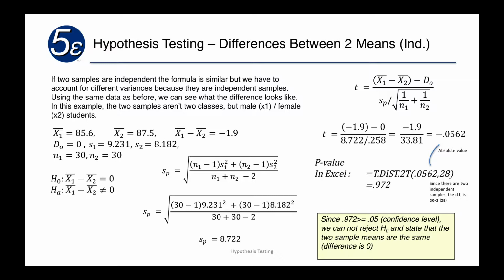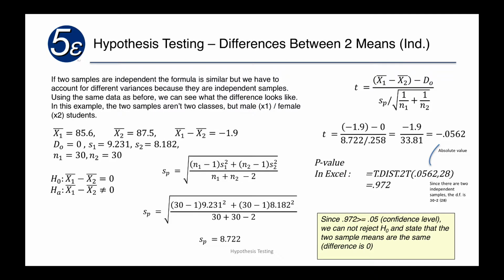We set up our entire problem the same way. Our x1 bar is 85.6, x2 bar would be 87.5. The difference between the two samples might be negative 1.9. Again, it would be just chance that it was the exact same numbers as before. Our D0, our difference that we're testing against, is 0. Now, we would calculate a sample standard deviation for the first set, which is 9.2, and do the same thing for the second set, which is 8.1. And we have our n1 observations is 30, n2 observations is 30 as well.